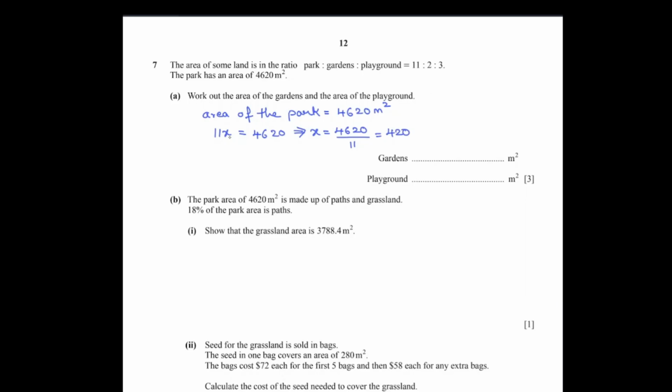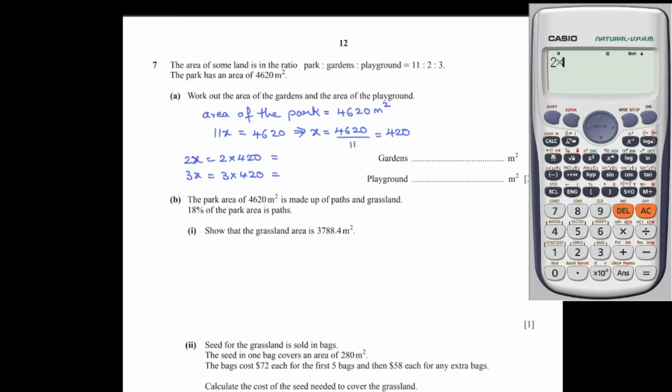So that means now this common multiple can be taken for 2 and 3 also. 2x will be 2 into 420, and 3x will be 3 into 420. Because the ratio is given, you can take this way to find out the other areas, because one area was already given to us.